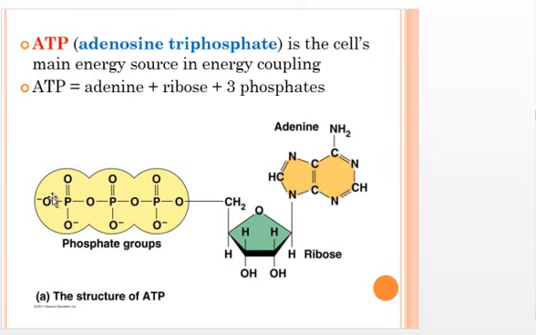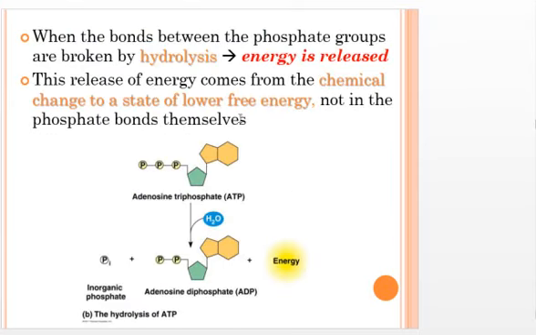Now let's look at how ATP is used as the main energy storage molecule in the cell. And really, that is a function of ATP. It is the main energy source in your cell. So basically, energy is stored between the bonds of these phosphate molecules here. Now, to release that energy, the bonds are going to be broken between these phosphate groups.